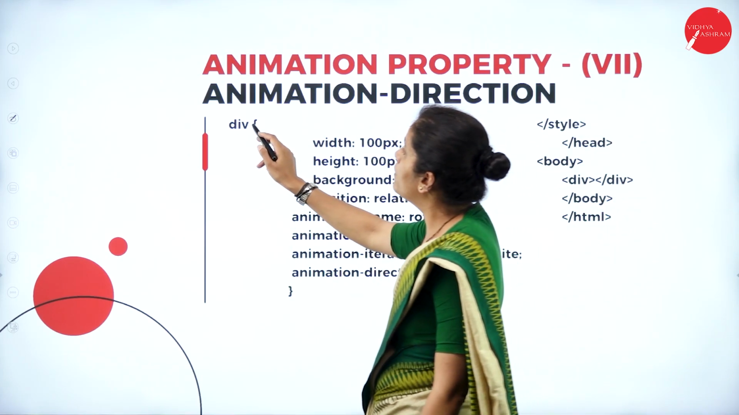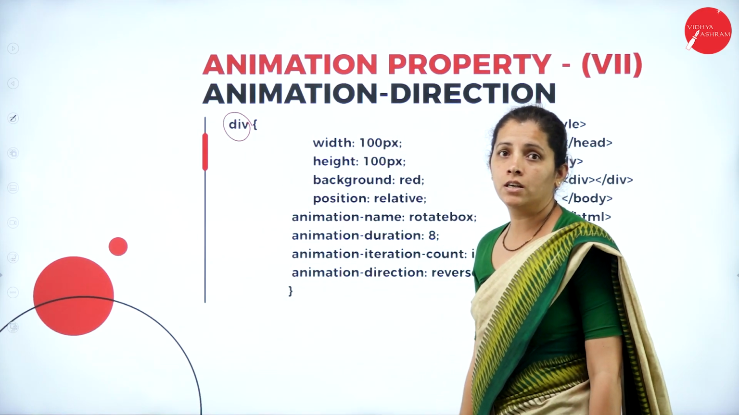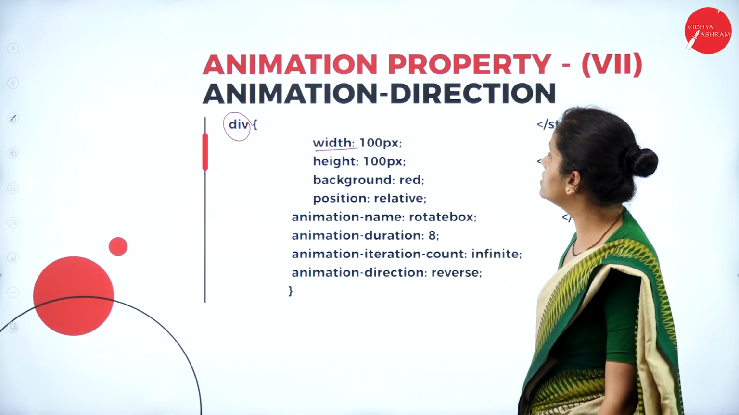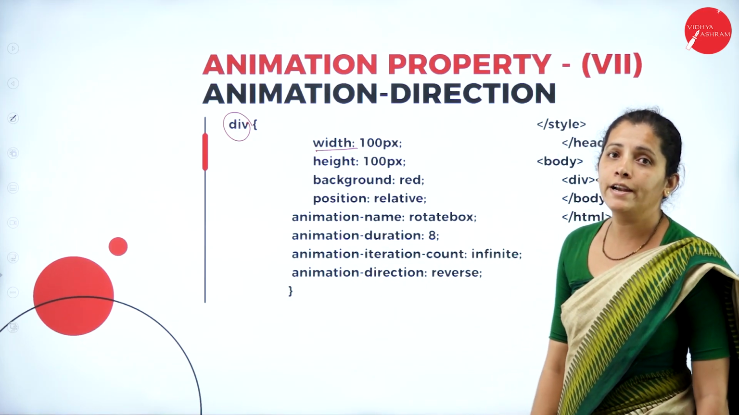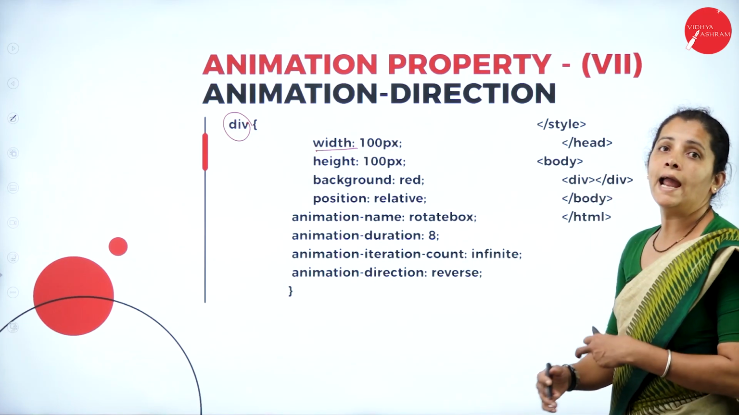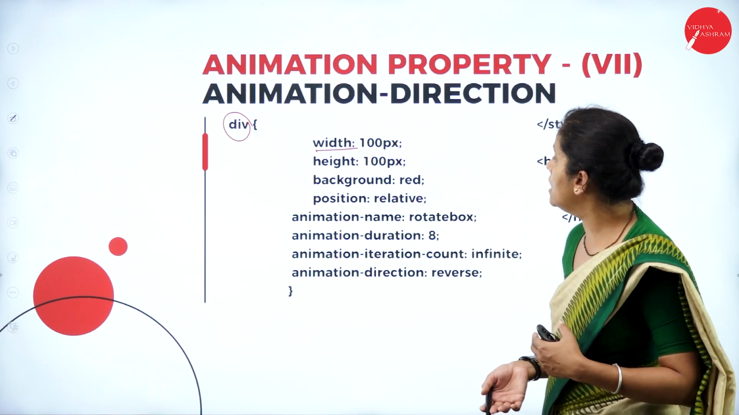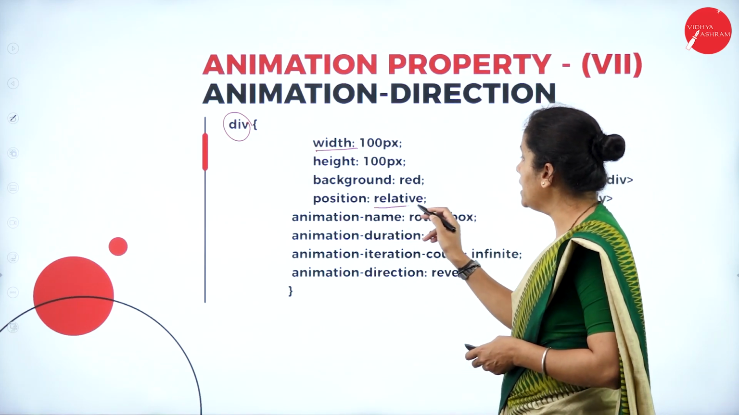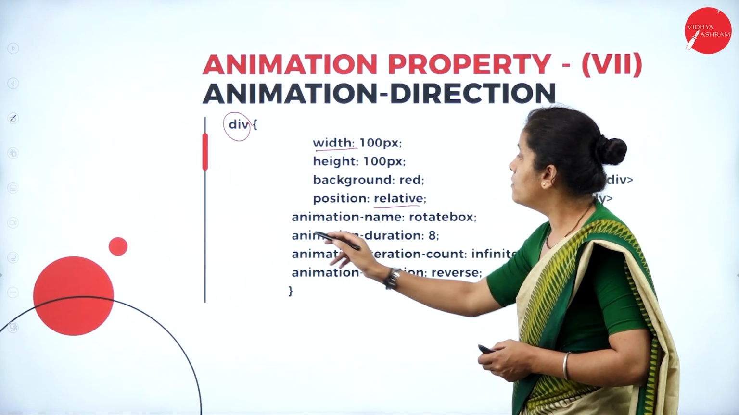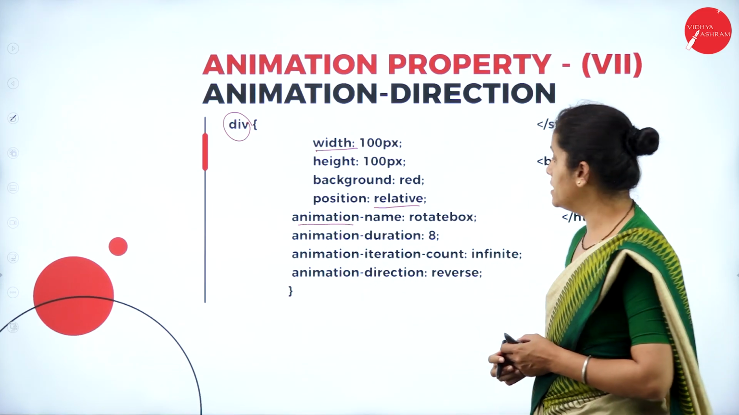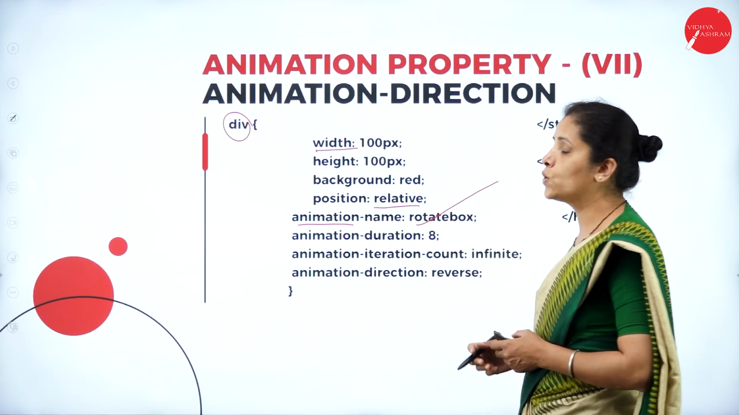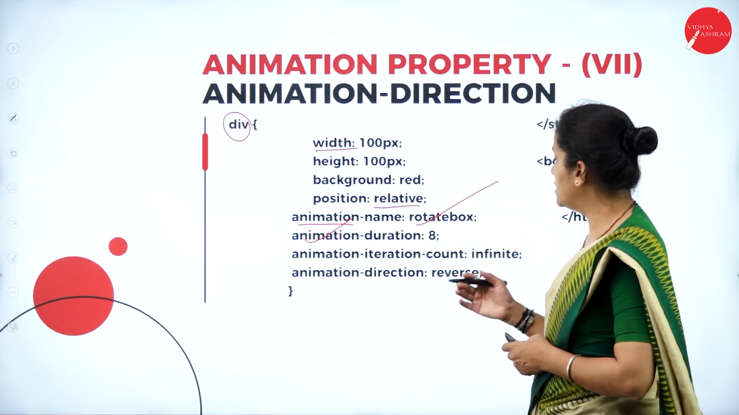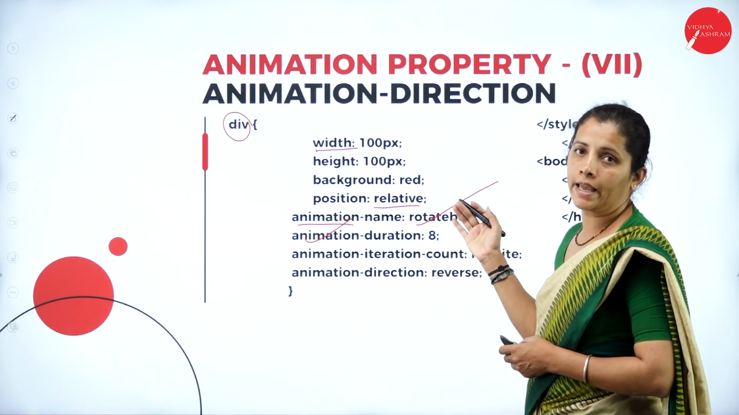Now I'm going to have the selector div, and I'm going to specify the width of the box, that is 100 pixels, the height of the box is 100 pixels, the background color, and the position, which is relative. Then I'm going to have the animation name. What is the name of the animation? Rotate box, and the duration, which is 8 seconds.